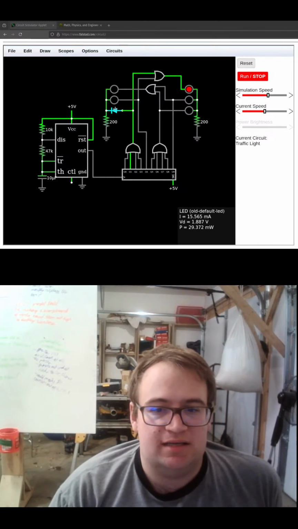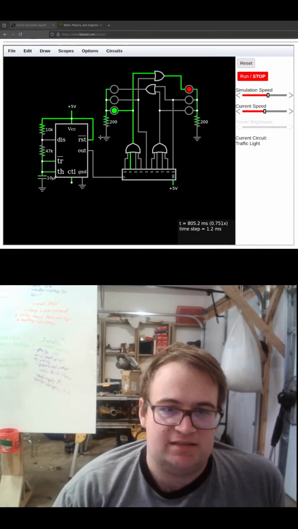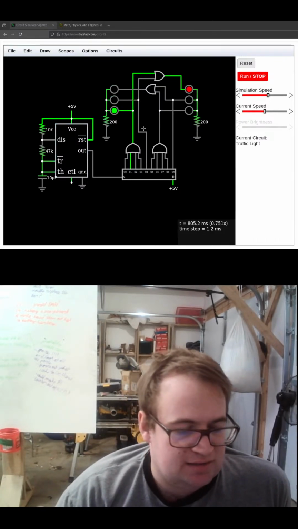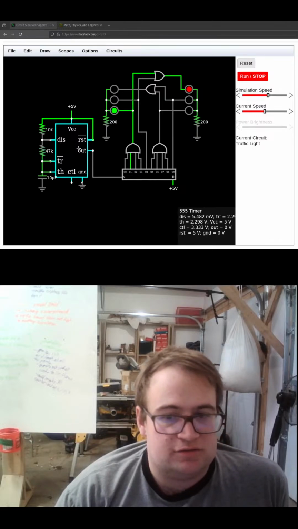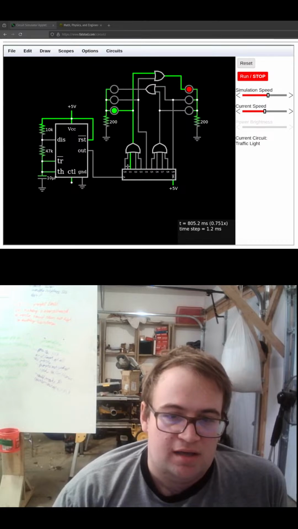Anyways, let's look at this. This is basically a traffic light circuit, and they're using a 555 timer to clock right here. So it's going to go from this one.